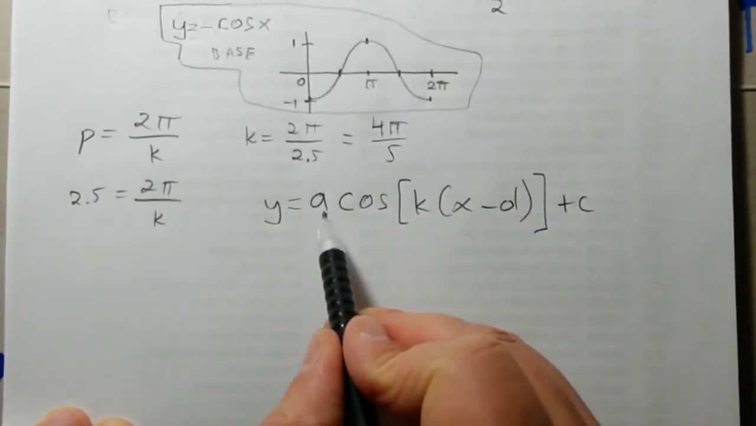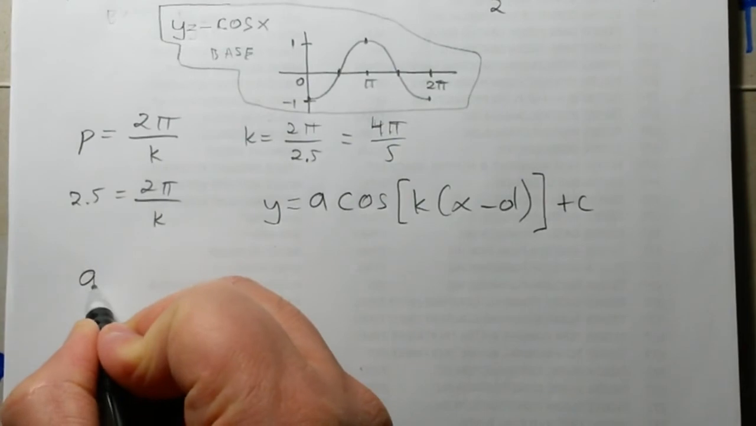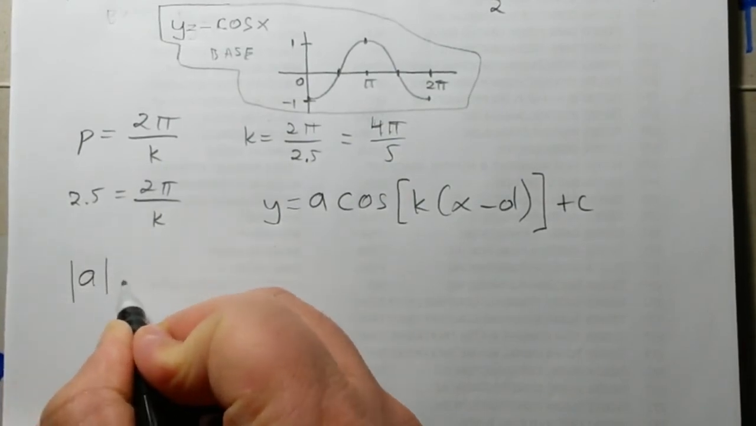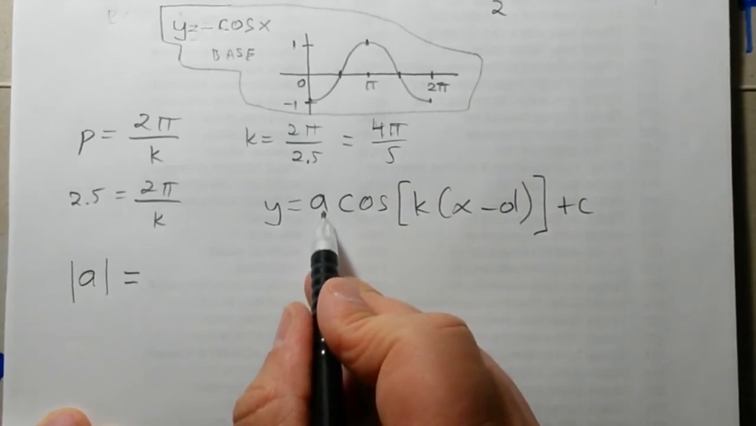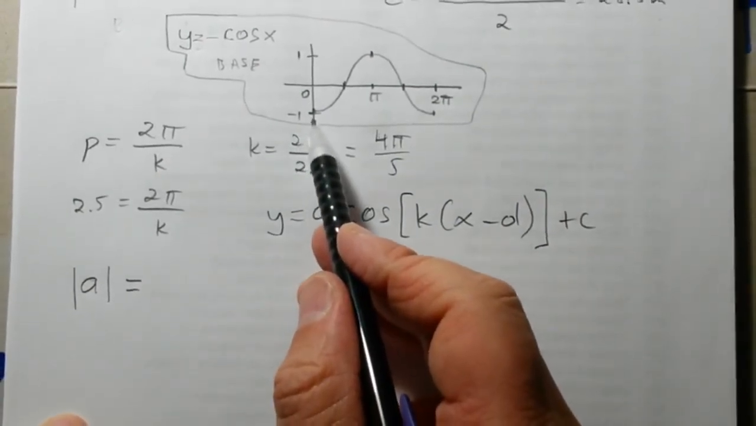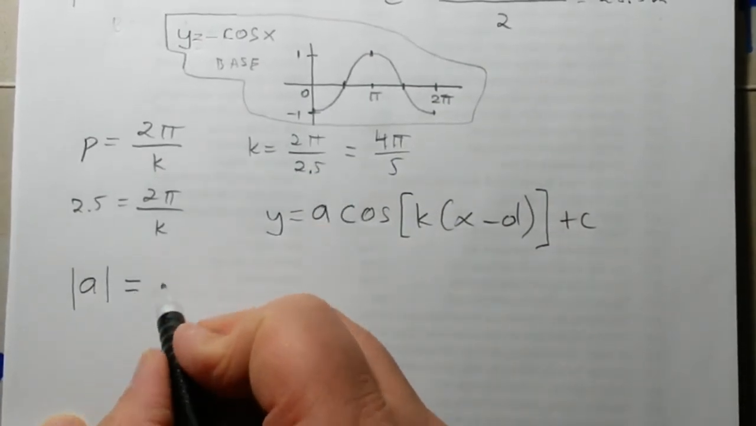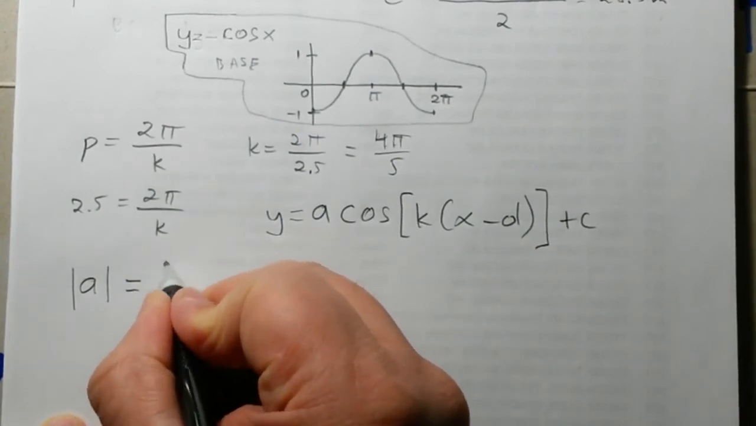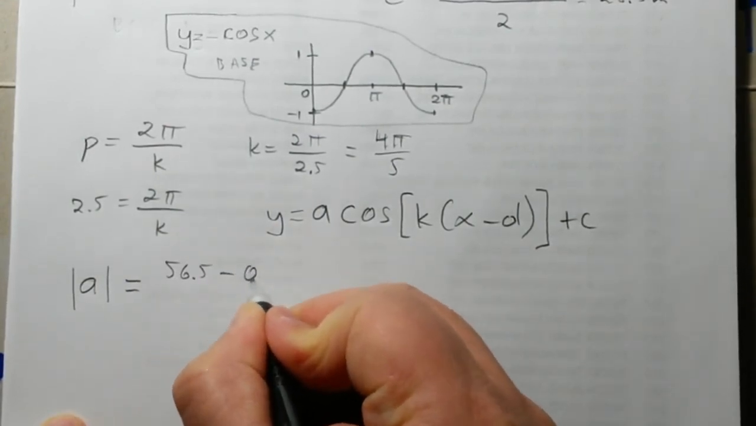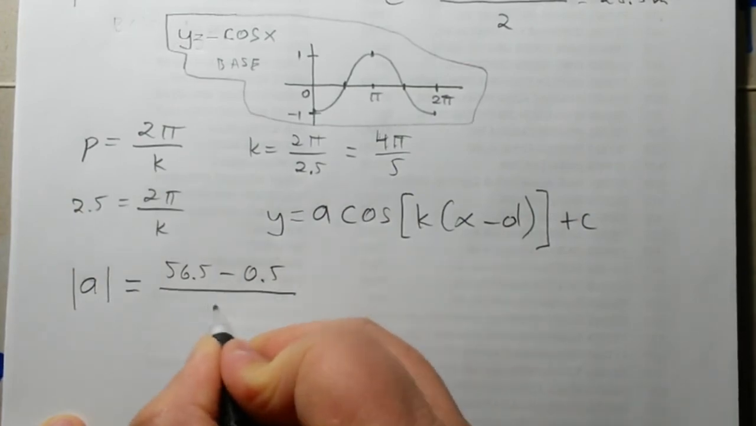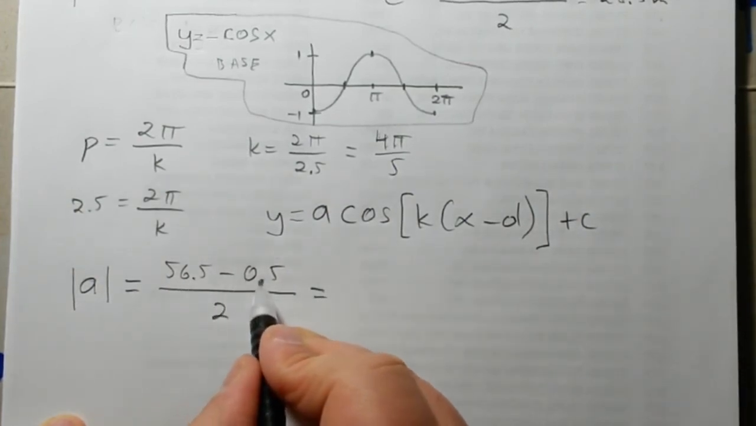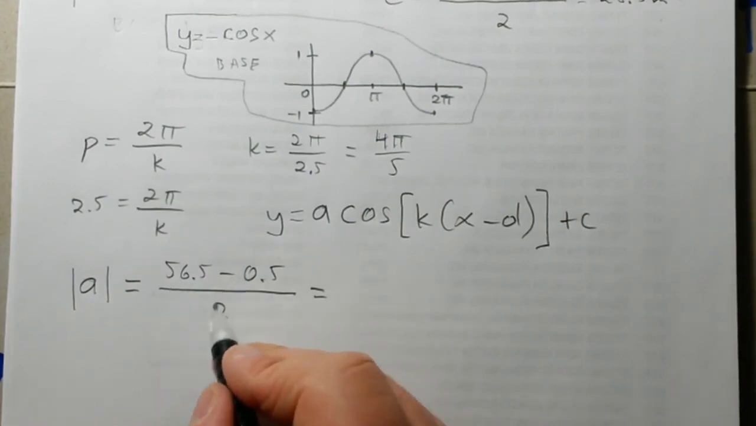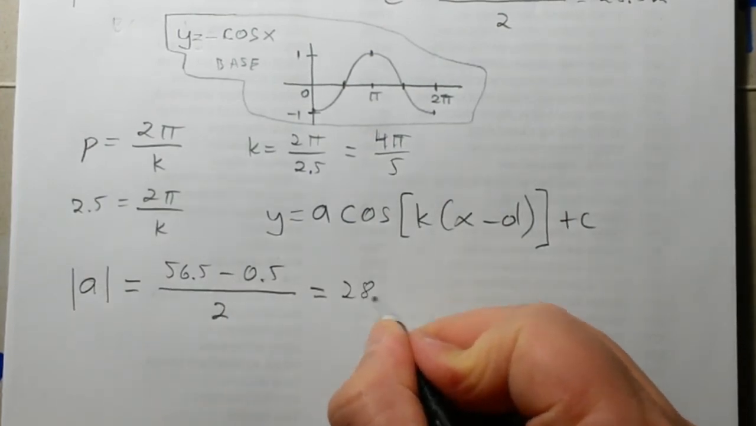Oh sorry, there's one more thing we didn't get, and that's the amplitude. The amplitude is this. I leave it in absolute values, but we know that the amplitude is going to have to be negative because we're starting at the bottom. So the amplitude is what? The maximum value minus the minimum value divided by 2. What is this equal to? 56.5 minus 0.5 gives us 56. 56 divided by 2 is 28 meters.